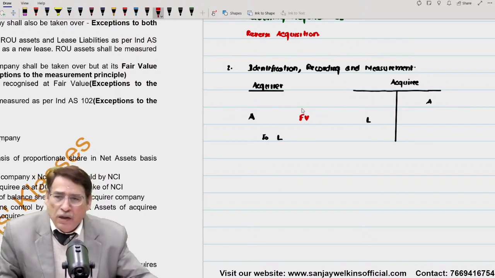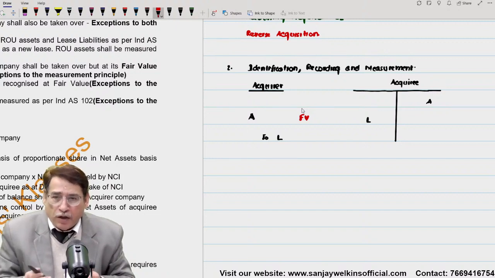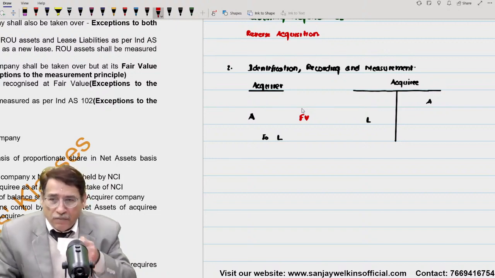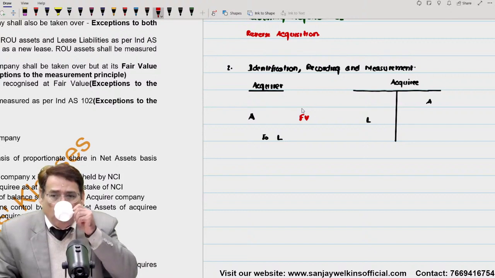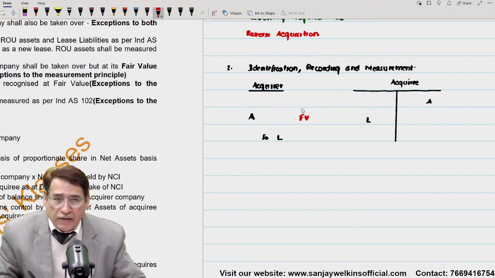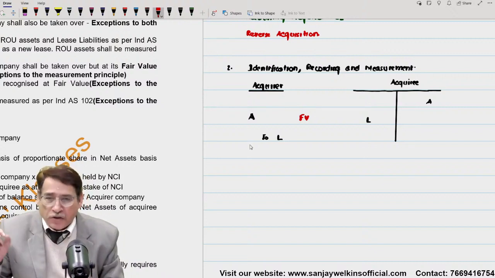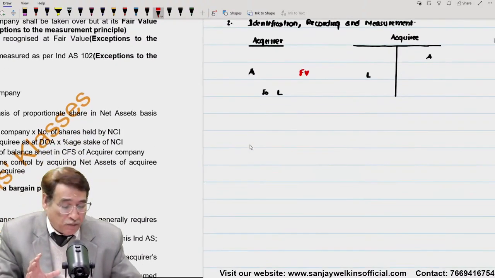Let me know. Is this point clear? Because it is very important to know from the student fraternity whether you are getting and comprehending the things or not. Is this point clear to everyone? When I said that at whatever value it might be appearing in the books of the acquiree company, you have to record them at fair value. This is the general principle. Is it clear to you? This is the general principle.